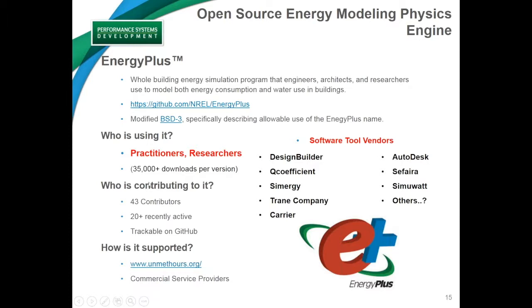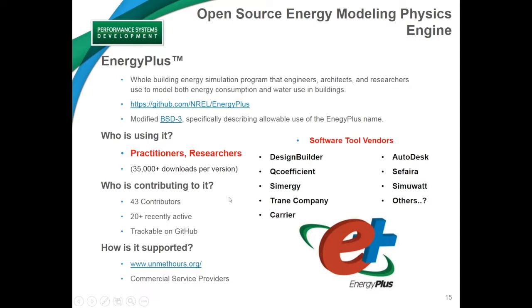As for who's contributing, I'll show this slide in just a moment as an example, but currently there are about 43 active contributors. So you can think of each of these companies as having a team of 43 software developers working for all of them. About 22 or so are recently active, meaning they've made commits and have been enhancing the software within the last week. All of this is visible on GitHub, and I'll show you that in just a moment.